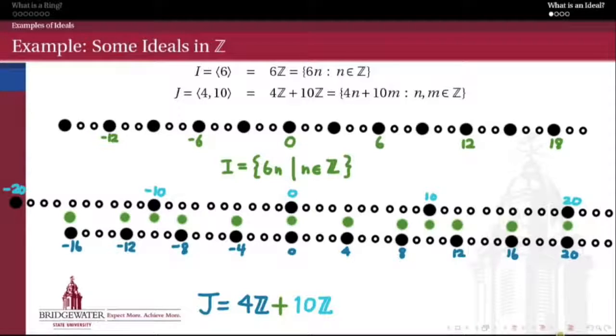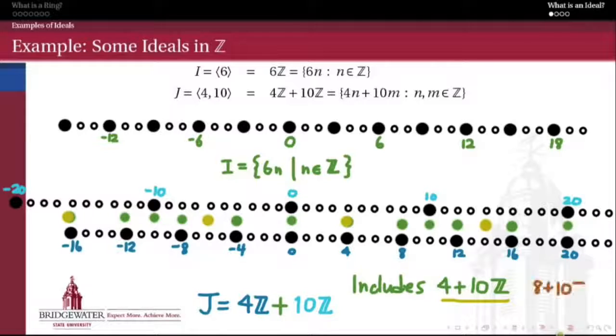Well, we know it's going to include every element of 4z and every element of 10z, so it includes the union. But it also includes other things. It includes, for instance, 4 plus 10z, so everything which is congruent to 4 modulo 10. So that includes 4, but it also includes 14. It includes negative 6, negative 16, and so forth. It would then also include 8 plus 10z, which includes 8 in addition to 18, and negative 2, and negative 12, and so on. It includes 12 plus 10z, which we're going to pick up 22, and we're going to pick up 2, and we're going to pick up negative 8, and so on.